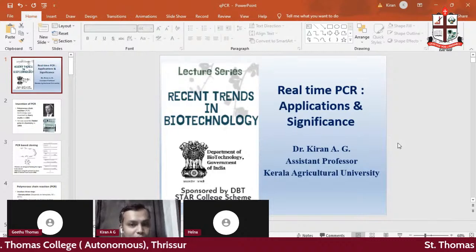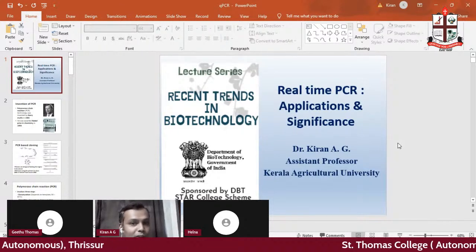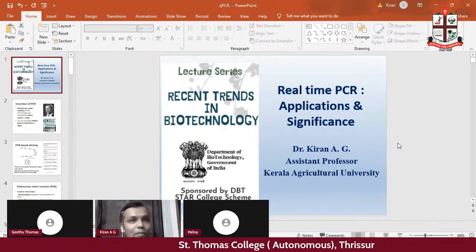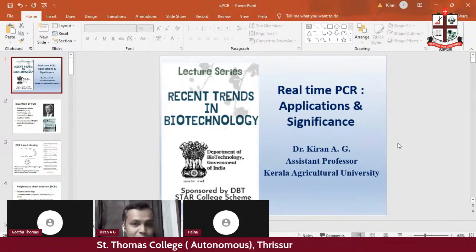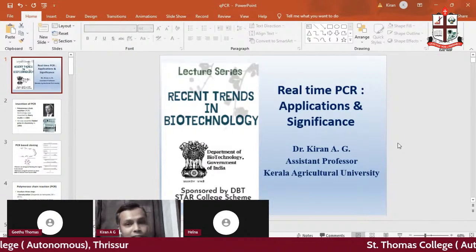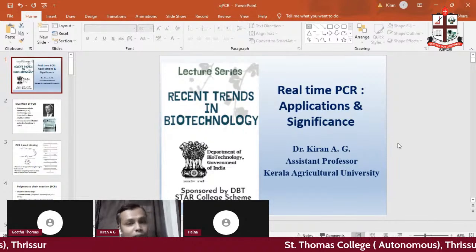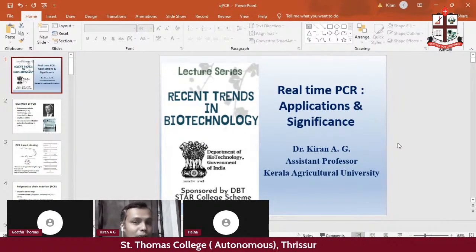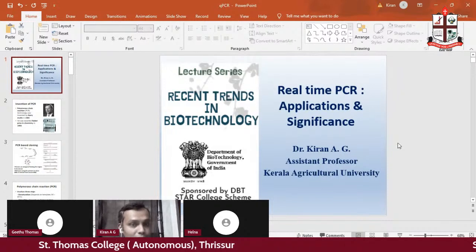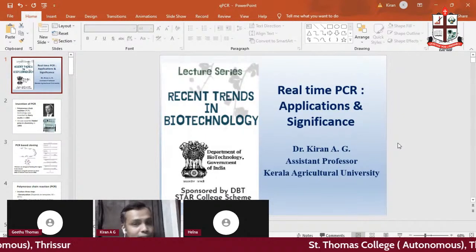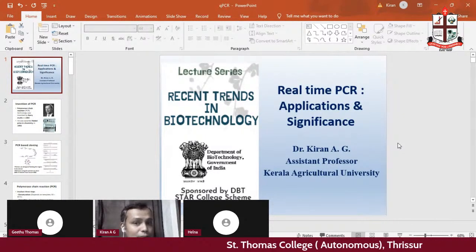Today we'll be discussing real-time PCR, its application and significance. RT-PCR has become a household name after the COVID pandemic. RT-PCR is actually reverse transcription PCR. For detecting coronavirus or any virus, even PCR is enough. But because of the higher sensitivity of real-time PCR, real-time PCR is used for detection of coronavirus.